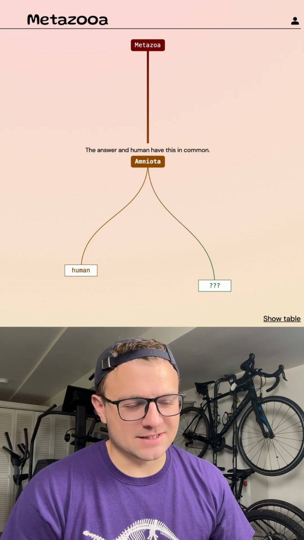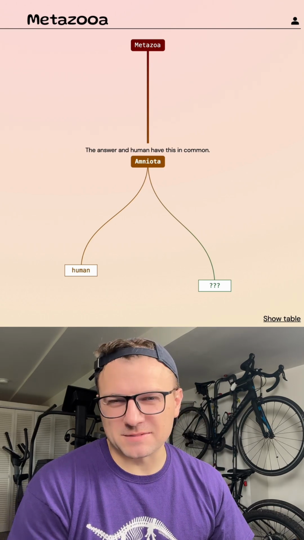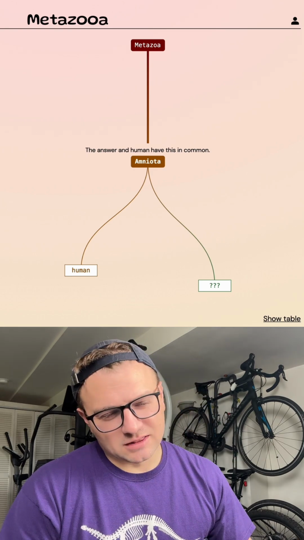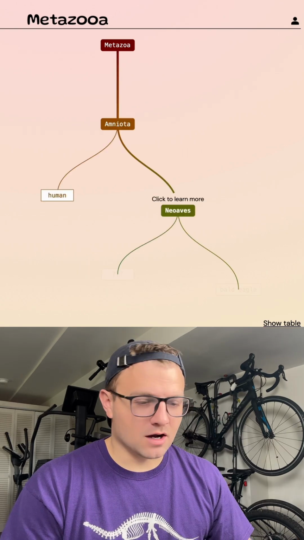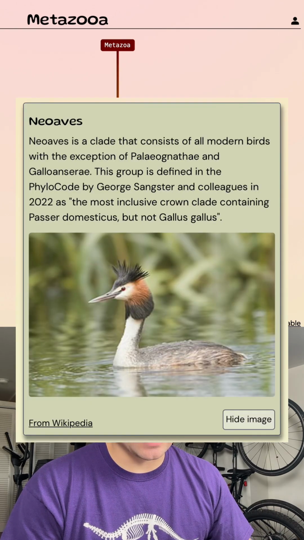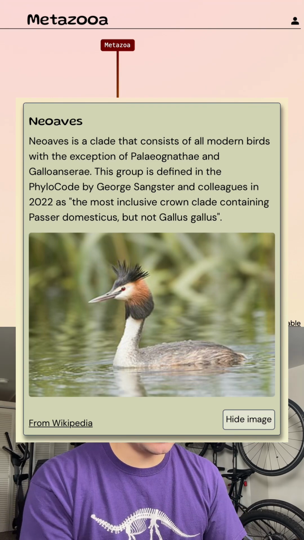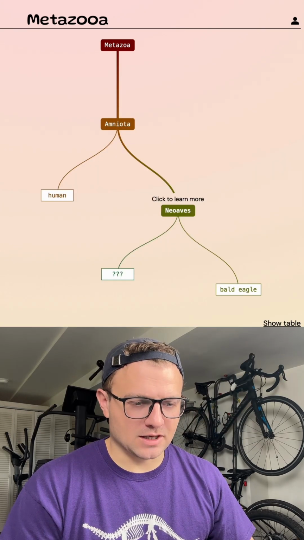whenever this happens, I like to go with either like a bird or some type of reptile, like a snake. Let's go with a bird today. Let's do bald eagle. All right, so a smaller grouping here, we can see neoavies. That means it's definitely a bird. Let's go with flamingo next.